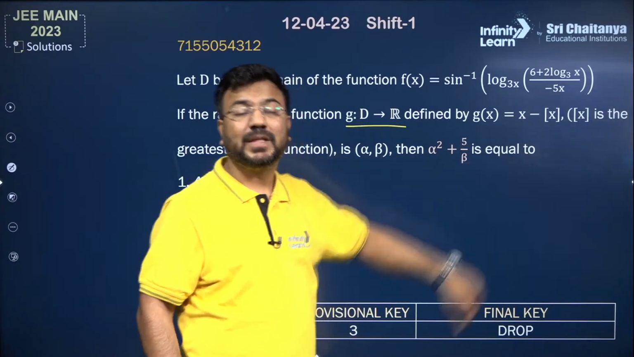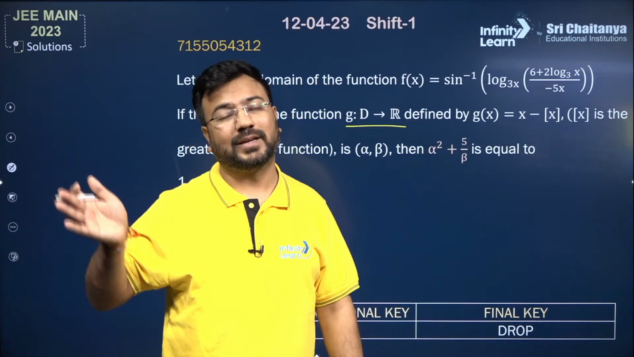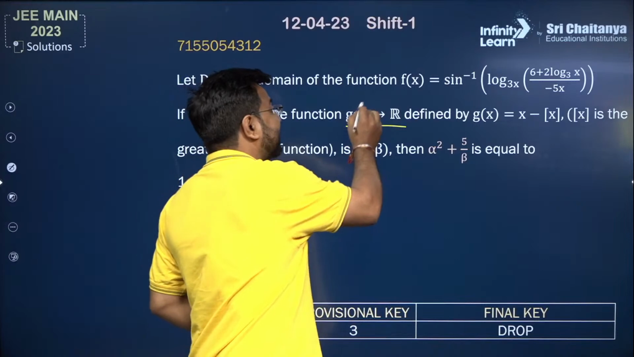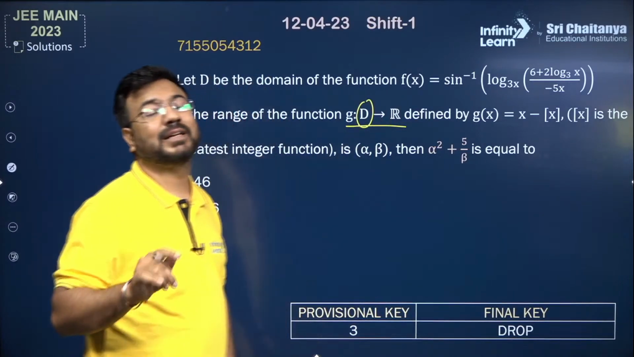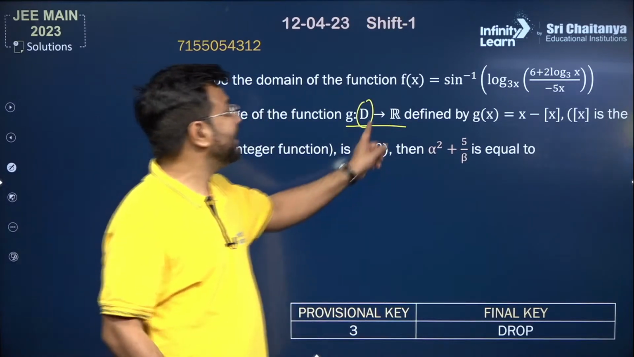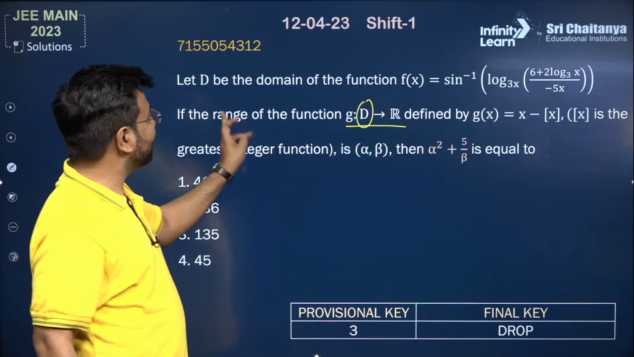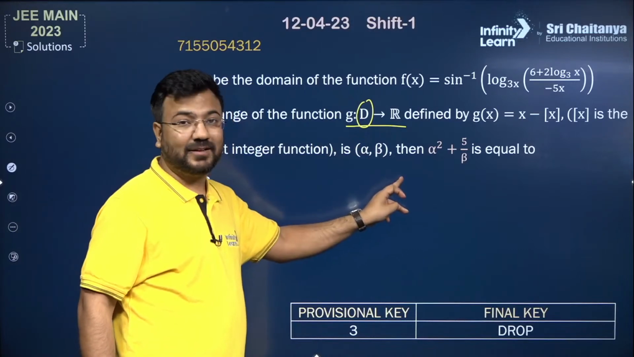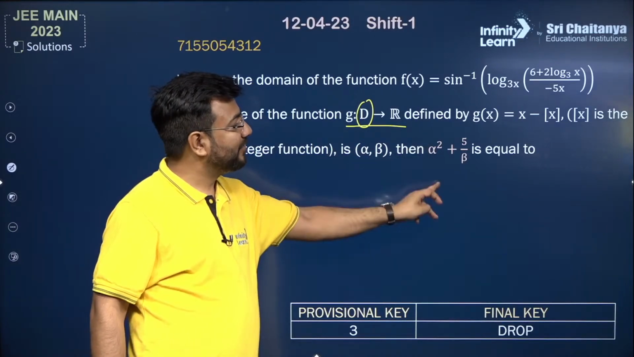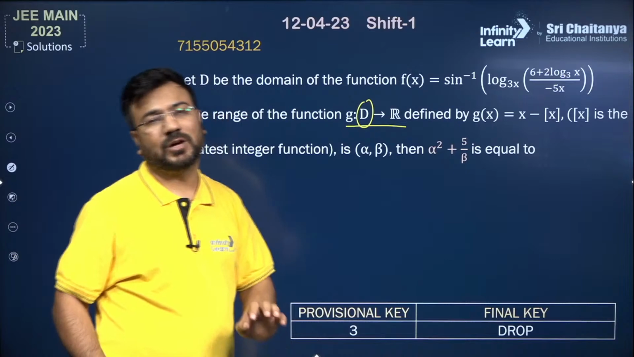fractional part function and its range will be 0 to 1. But it has a domain, not all real numbers. It has a domain D. Now D will be obtained from here. According to this question, the range of this function is alpha comma beta. So we need to find the value of alpha square plus 5 upon beta. So how to get that?